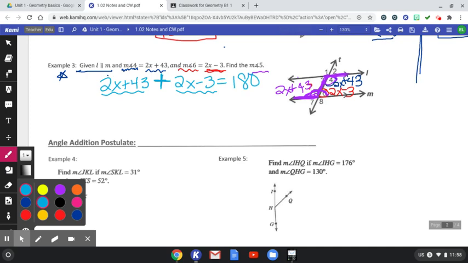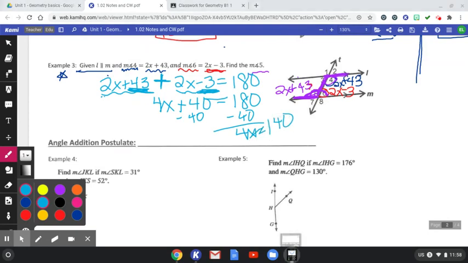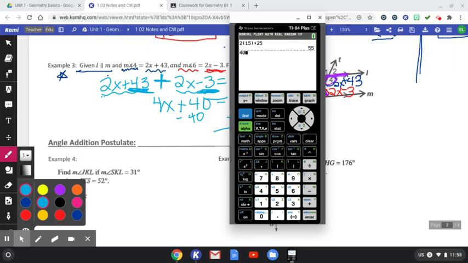Okay. Combining like terms, same side, sum, right? So 2x and 2x gives us 4x. 43 minus 3 more is 40 equals 180. Okay. So to solve our equation, we move our 40 over by subtraction. 4x equals 140. Apologies for my handwriting right now.